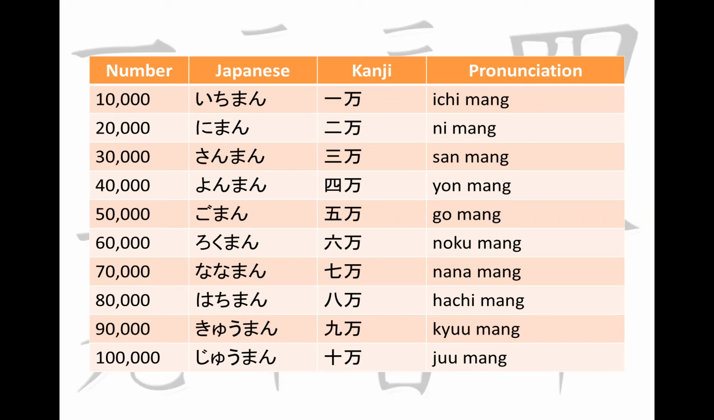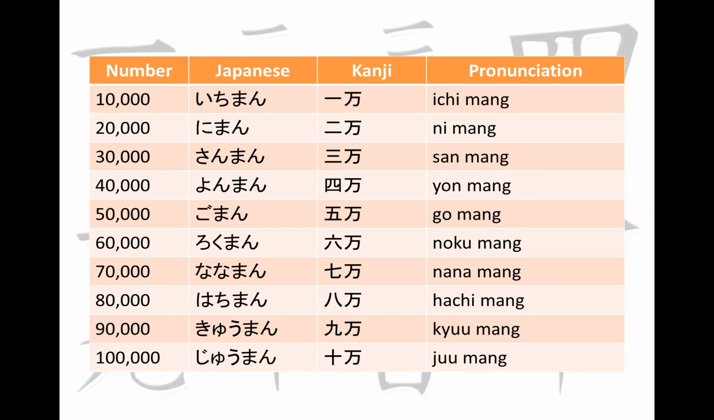And then for ichimang, let's say we have one 10,000 bill. And when you want to say 30,000, think of it as having three 10,000 bills. And then for 70,000, seven 10,000 bills. For 80,000, eight 10,000 bills, and so on. I hope you get the idea of how I memorize counting into yen or man.